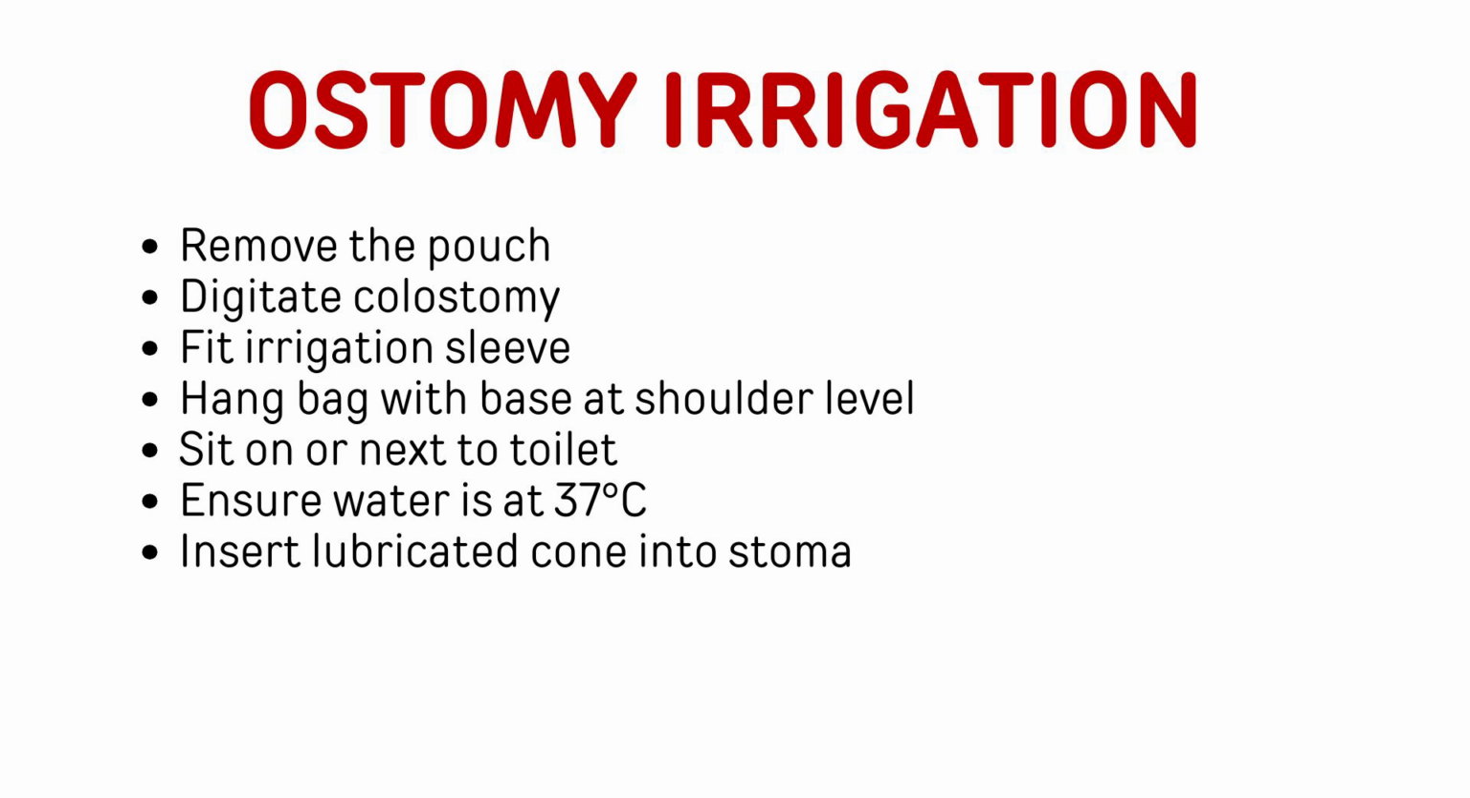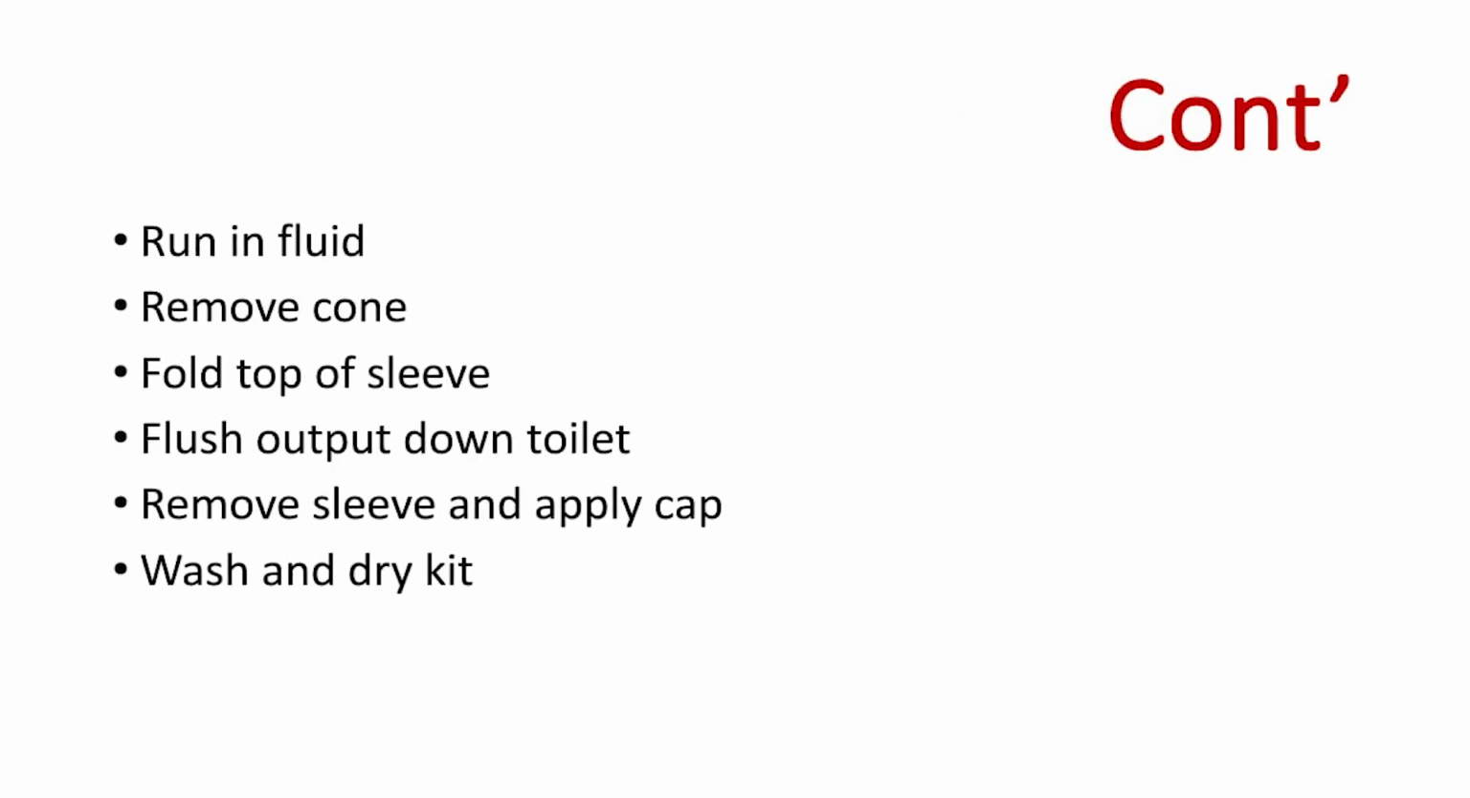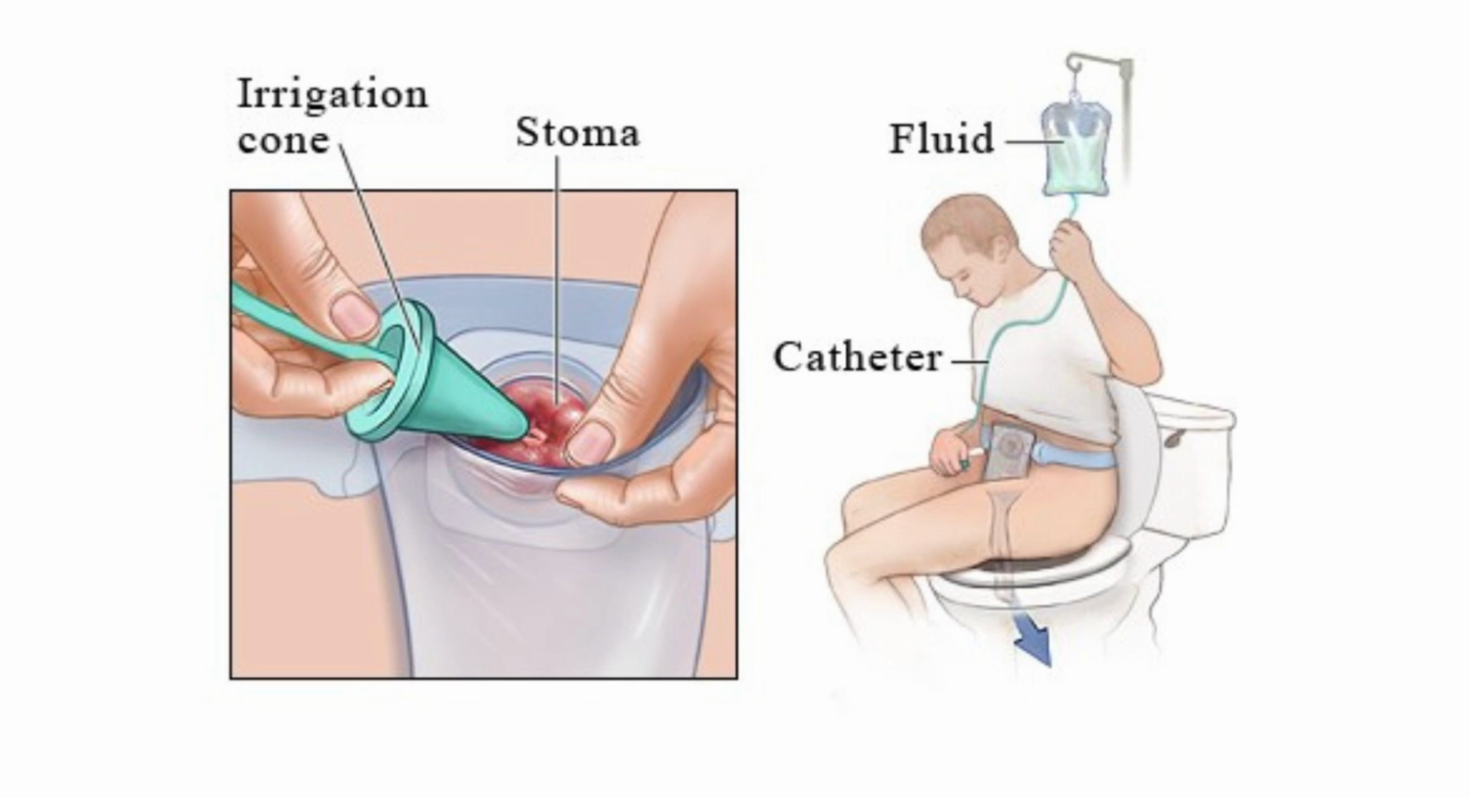How we have to do the ostomy irrigation: first we have to remove the pouch, then we have to digitate the colostomy, then we have to fit the irrigation sleeve, which is a cone-shaped sleeve that is available. Then we have to hang the bag with the base at shoulder level and ask the patient to sit on or next to the toilet, and we have to ensure the water temperature is 37 degrees Celsius, and insert the lubricated cone into the stoma. Then we have to run the fluid into the bowel, and after that remove the cone and fold the top of the sleeve, then flush the output down into the toilet, remove the sleeve, apply the cap, and wash and dry. So this is about the ostomy irrigation.